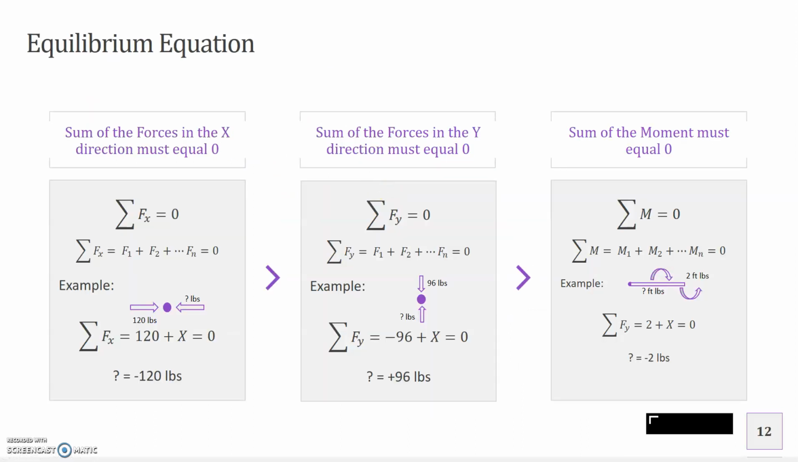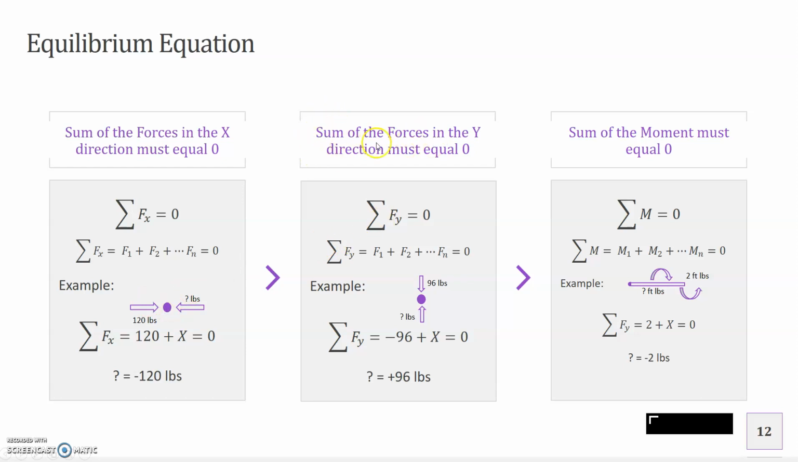So now let's go over some equations, and then we will end the video here, and then we'll pick up another video here in just a moment. So the sum of the forces in the x direction must equal 0, meaning the sum of all my forces in the left or right direction have to equal 0. So that means if I have a force 1 plus force 2 plus force 3, it has to all equal 0. That means if I have an example problem, if I have 120 pound force pushing to the right, I have to have a negative 120 pound force moving to the left.